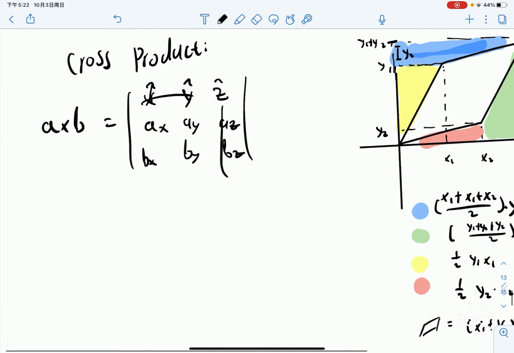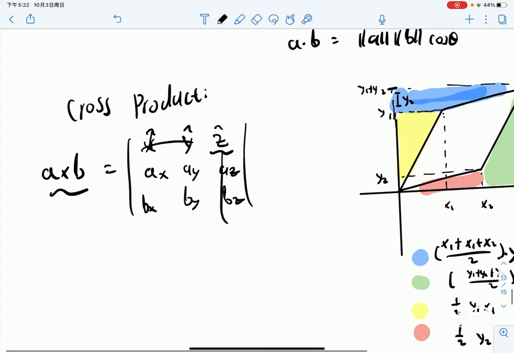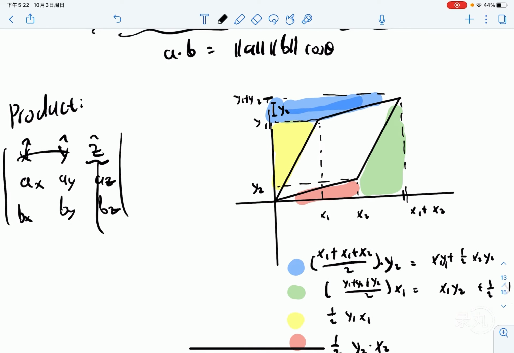And the cross product of vectors is also a vector, because it has direction and magnitude. And the geometric meaning of the cross product is just finding the area of the parallelogram. Now we're going to prove this.